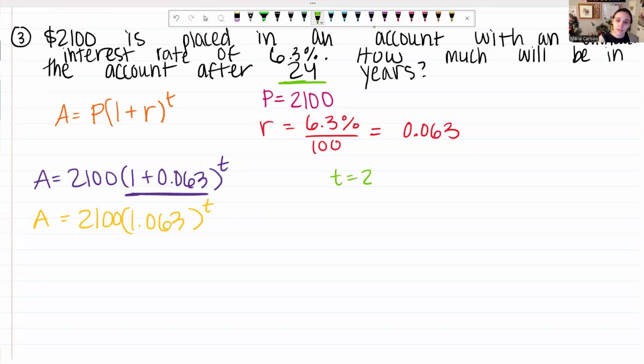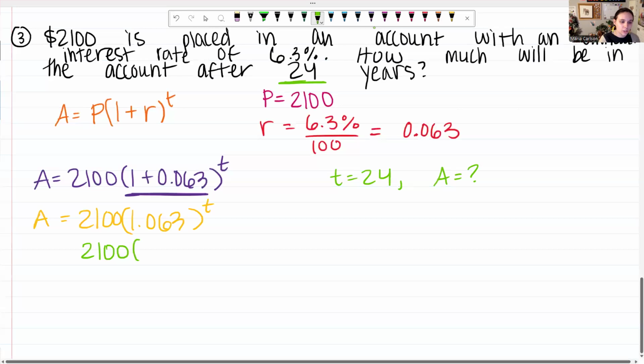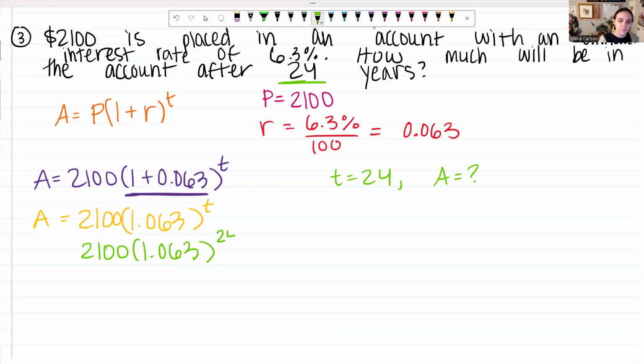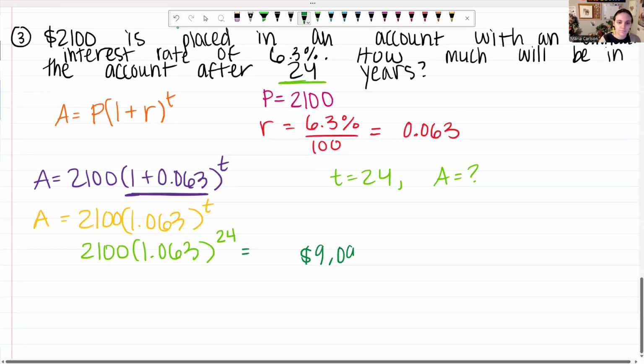Now we are interested in the money we have after 24 years. So when t is 24, what's the account value? How much money do we have in the account? So I'm going to take 2,100 and multiply it times 1.063 raised to the 24th power, because I want t to be 24. And when you put that into your calculator, or you put that into Desmos, you will get that the account will have $9,099.50.